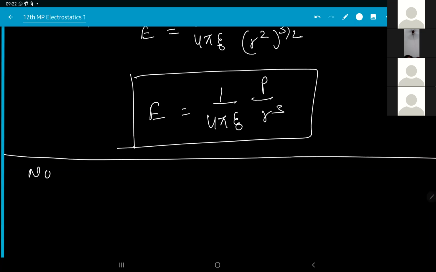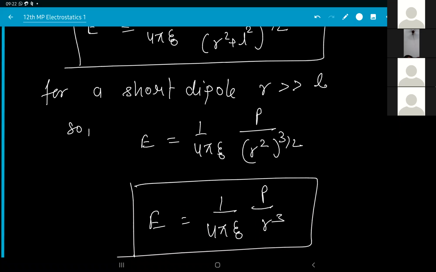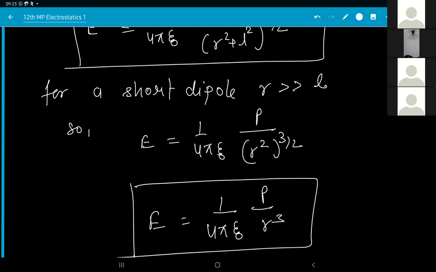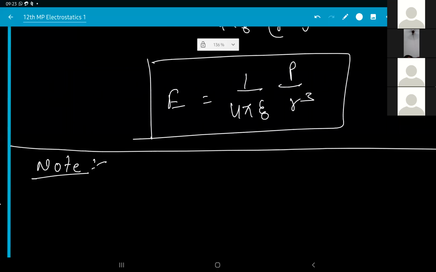I'm writing a note here. Sir, why did you eliminate L square, sir? Because its value will be negligible compared to R. Correct. Okay. So here now see this note.